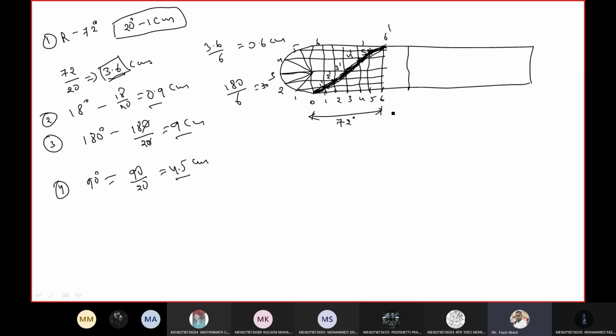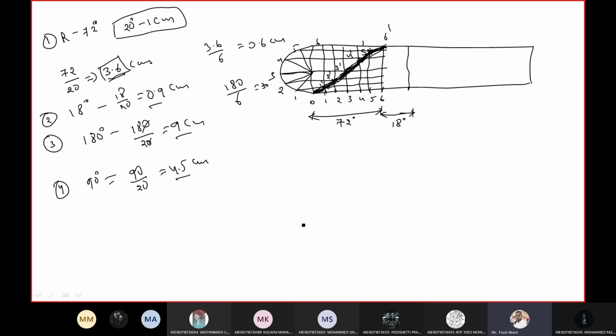Okay, now give that a name. What is the naming here? This is the dwell period. So how much? 18 degrees. Don't write the 0.9 centimeter. If you write the 0.9 centimeter linear dimension value, you will easily lose marks.